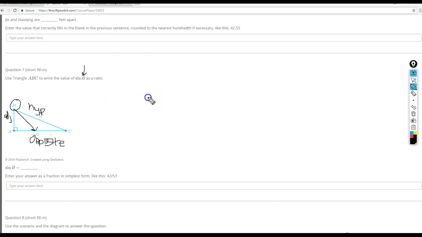So sine of B is equal to the ratio of the opposite side over the hypotenuse, which would, by substitution, equal 12 divided by 13.